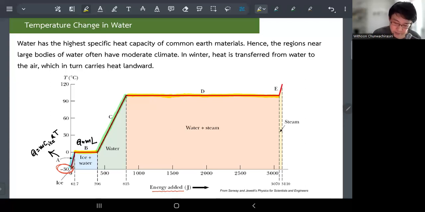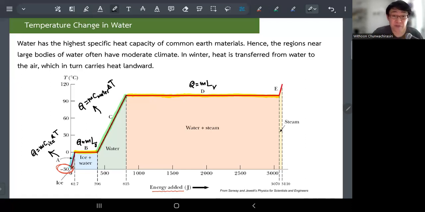So during this phase, one more time, you're going to apply Q equal to mL, but it's going to be a different L. This is going to be L of vaporization. This is going to be L of solidification. And during this phase over here, you're going to do Q equal to mc of liquid water delta T, something like that.